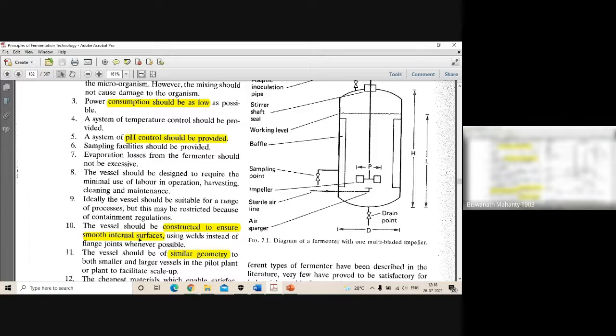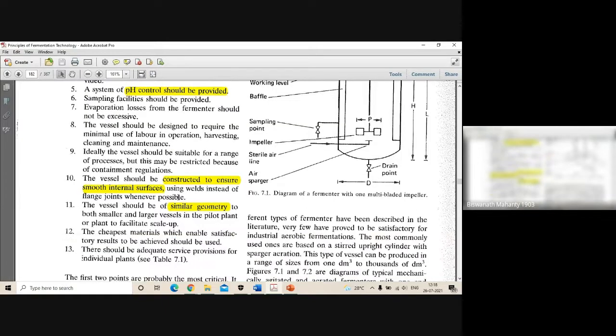I already told you, you can have chromium and nickel so that the interior surface becomes smooth, and it does not really cause much problem, particularly for adhesion of biomass. Other parameters are not really important.